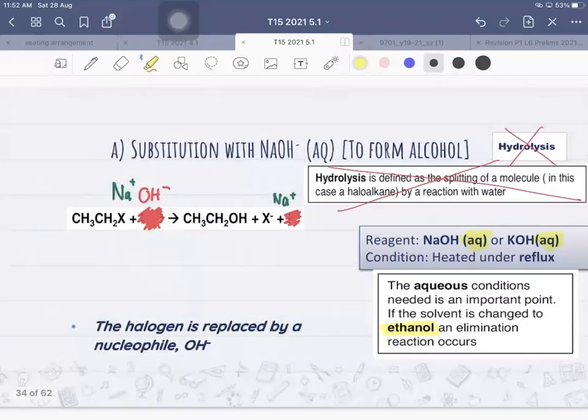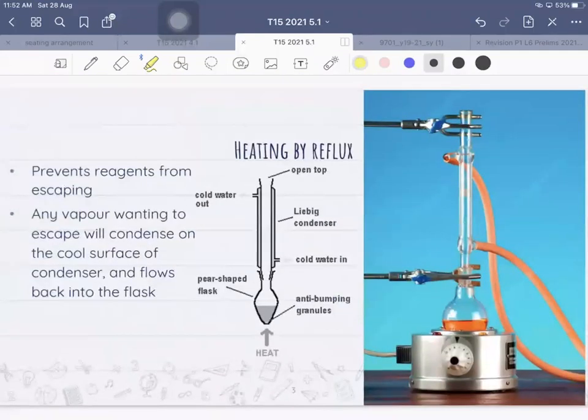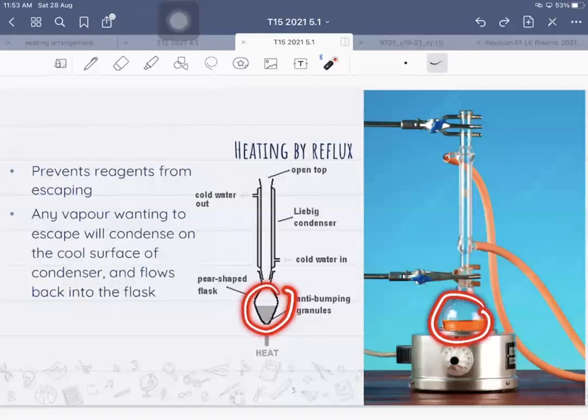You will notice that most conditions of your organic reactions mention that it has to be heated under reflux. Reflux is this setup where you have a flask. That flask may be pear-shaped or a round bottom flask. That's where you put your reaction mixture, and then heating happens here. You will heat your reaction mixture here.